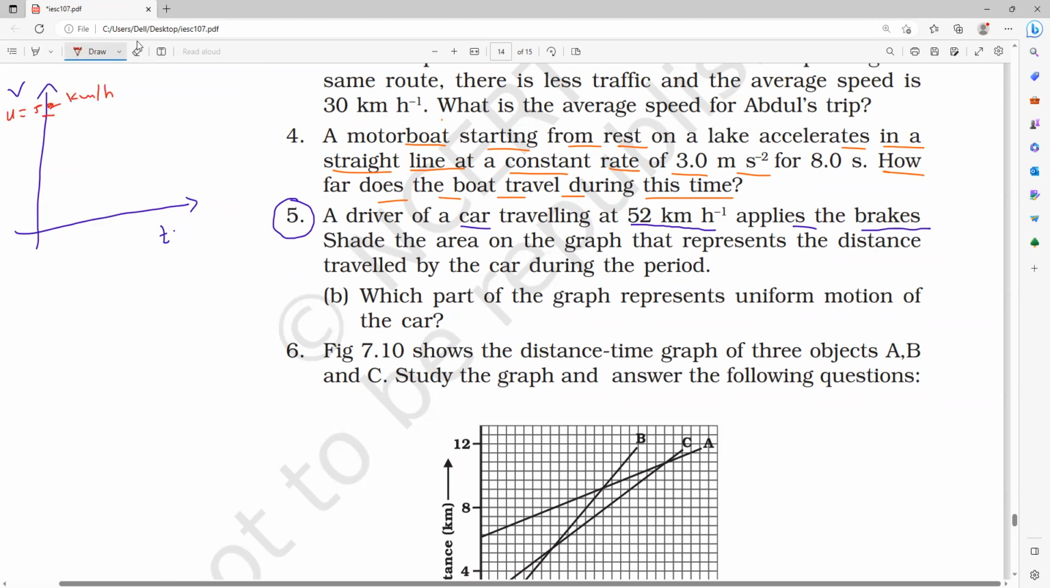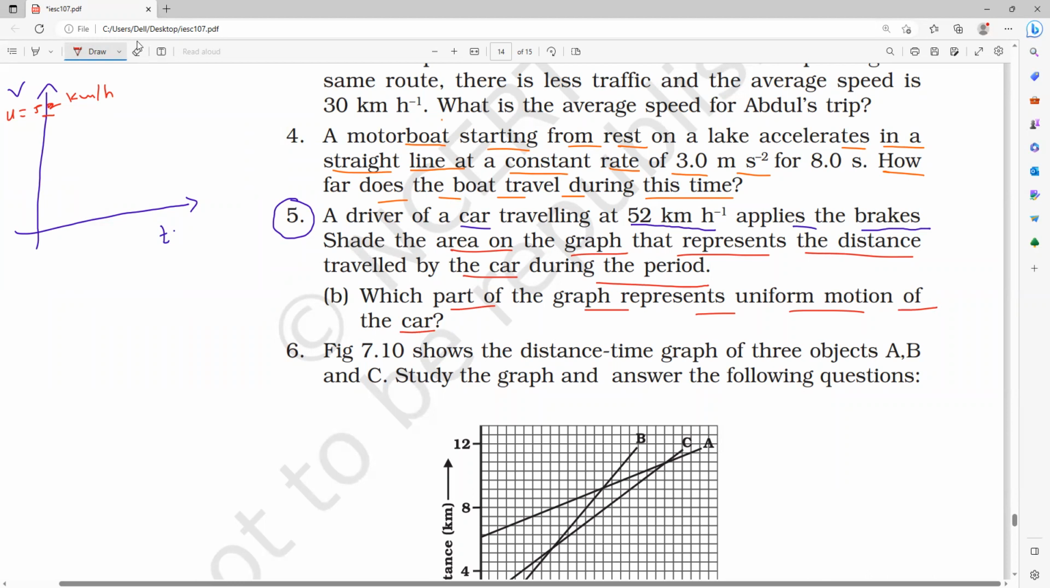Very nice. So, from there, he applied the brakes. Shade the area on the graph that represents the distance traveled by the car during the period. Which part of the graph represents uniform motion of the car, they are asking. So totally how many parts are they having? 2 parts are there.